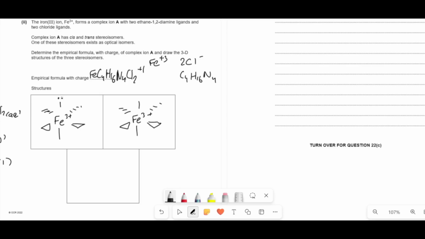So then I've just got to draw the actual bit. So I start by drawing the lone pair bit, which is there. And then the next ethane-1,2-diamine is going to be there. It's going to be this, NH2. And then I just connect them with the ends.